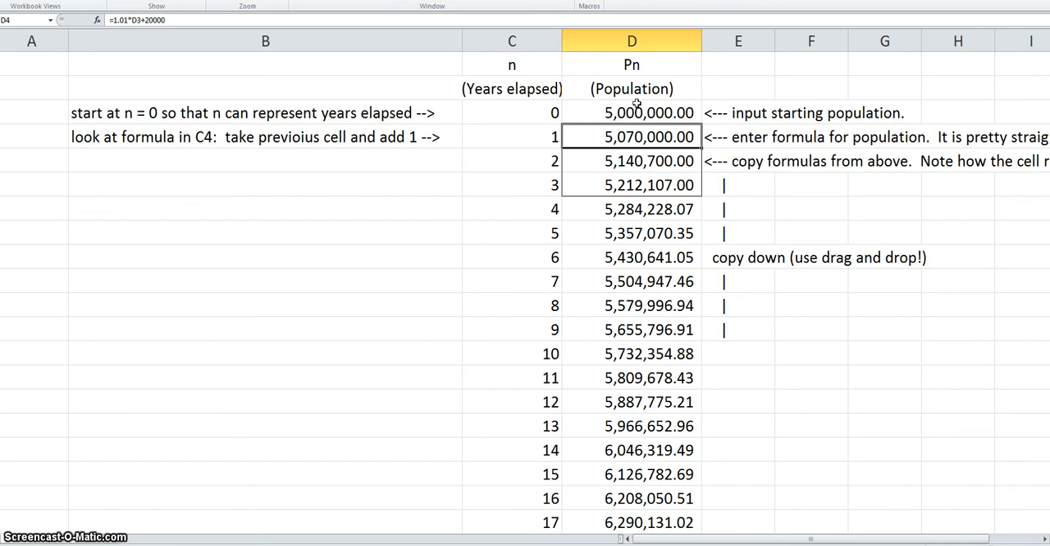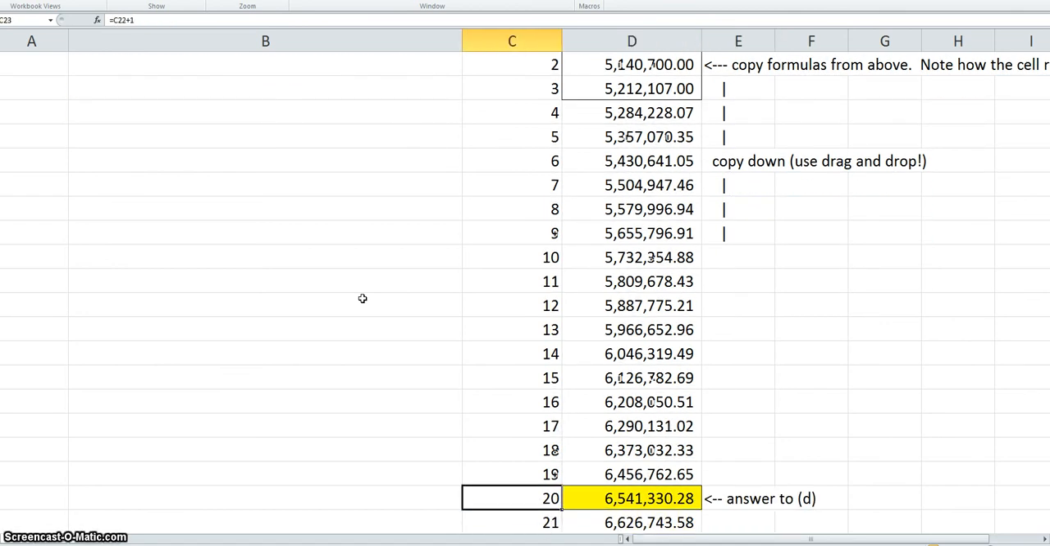and I keep copying that down all the way, and then I have basically my spreadsheet with my population sequence, and I can just read that off here. You can see these first three match what we did by hand for P1, P2, and P3. So that gives me a lot of comfort that I've done it correctly. And then the first one was we wanted to figure out what P20 was, so I'm going to go down the spreadsheet and find where n equals 20, which is this row right here. And the answer to that one would be 6,541,330. That's our answer to D.